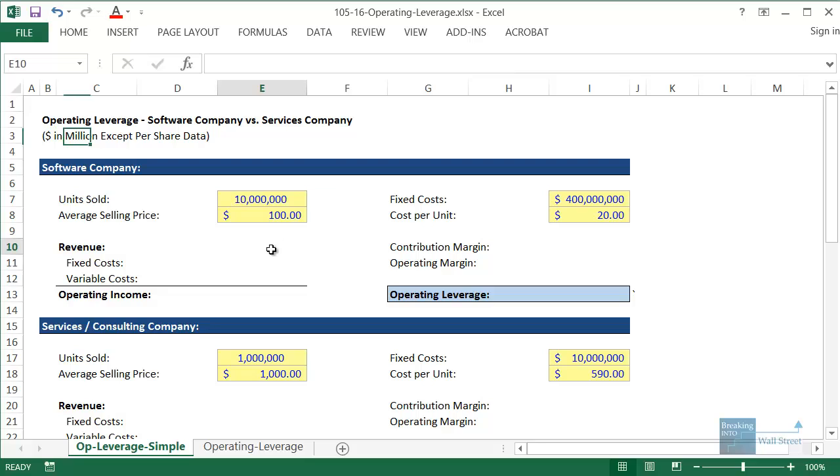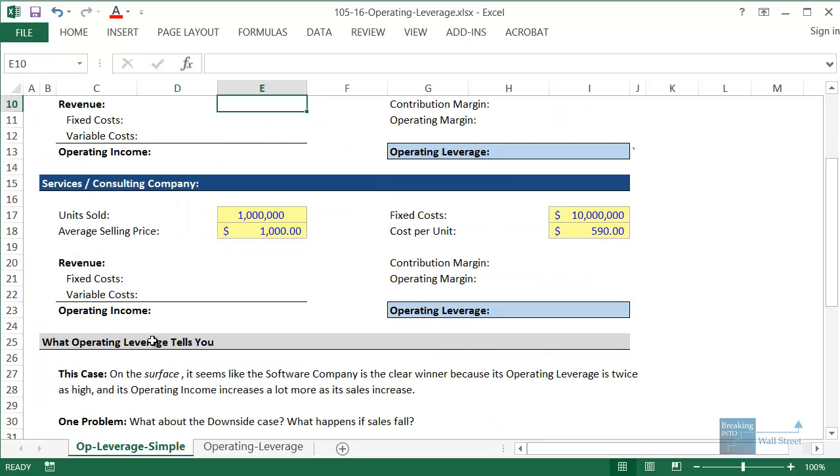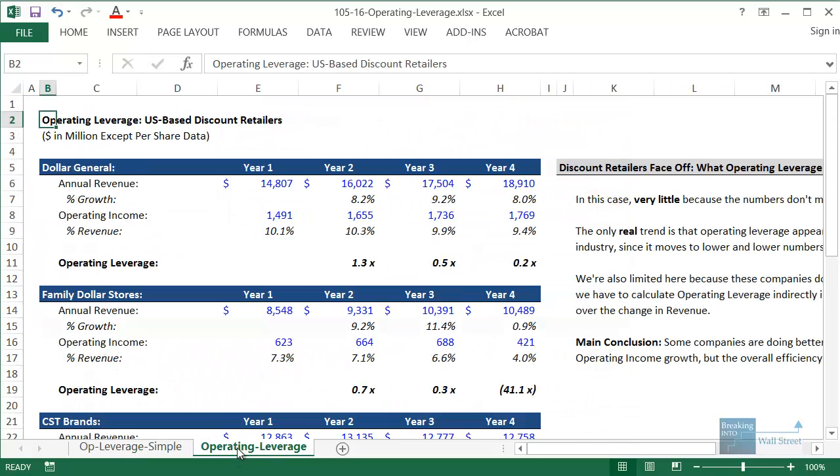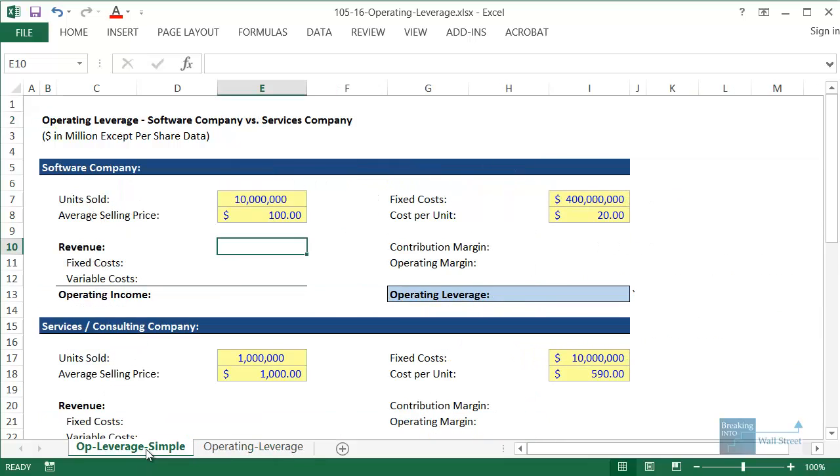So let's go into Excel now and take a look at a few examples. We're going to look at a simplified one first for the same example of a software company versus a services or consulting company. Then we'll look at another example for several retailers that I found and look at a different way of calculating operating leverage there.